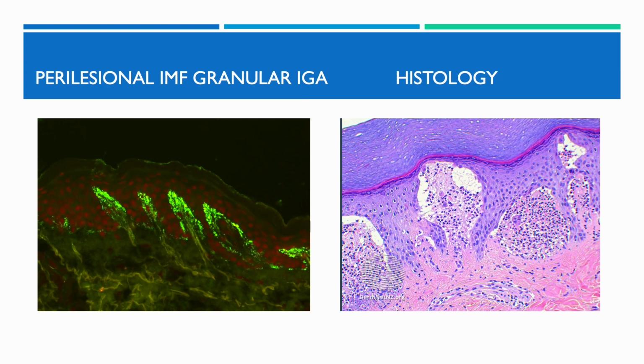Standard histology is often unrewarding in dermatitis herpetiformis because we so seldom are able to biopsy an actual vesicle. Perilesional IMF is the definitive investigation for diagnosis. Here you can see these granular deposits evident particularly over the dermal papillae with IgA.